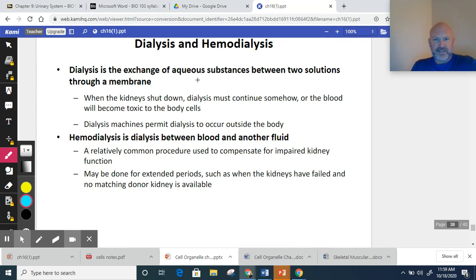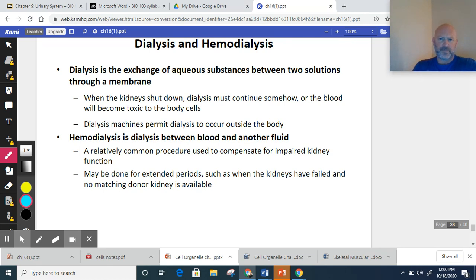So we do have dialysis, and dialysis would be done through the blood in a machine, and it will allow the exchange of liquids between two solutions through a dialysis tubing, which is a semi-permeable membrane. So if the kidneys shut down, you have to continue with dialysis, or your blood will become too toxic and your body would just eventually shut down. So these machines allow for this dialysis, this exchange of materials between the blood and the nephron tubules, or urine. Really, urine production is happening now outside the body.